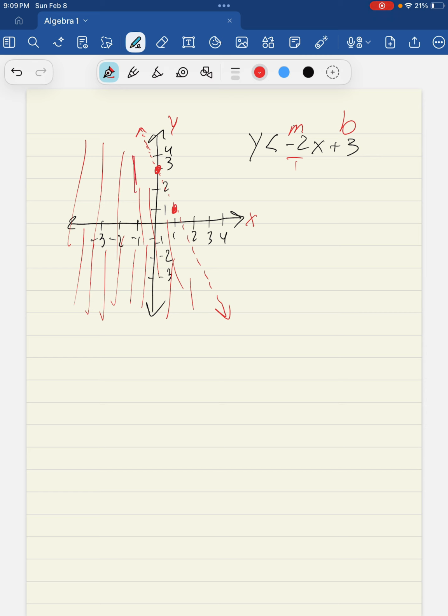Anyway, that's your quick review on graphing inequalities. The next lesson is going to be on graphing systems.